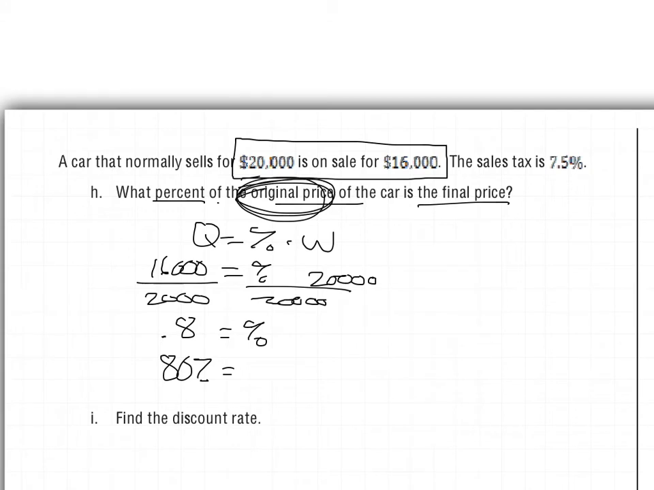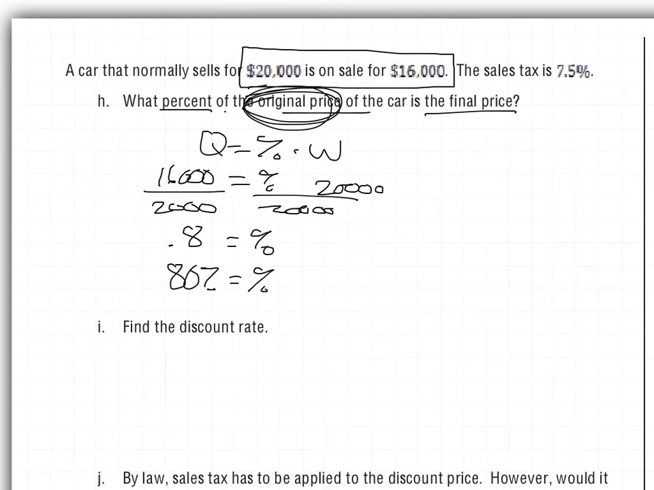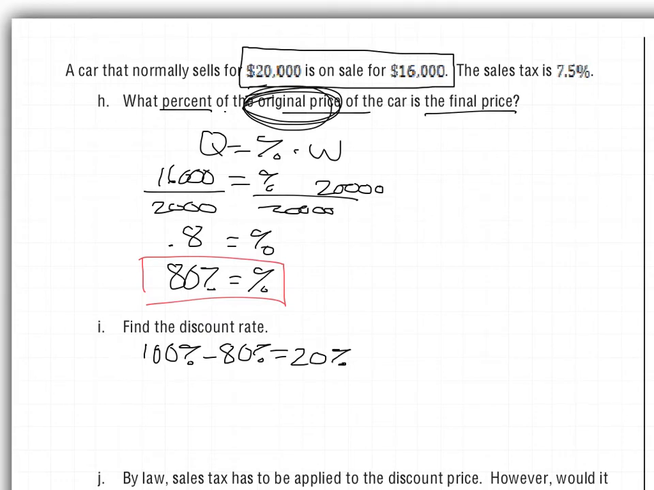Now, is this telling us that we have a discount of 80%? Think about it. Would it make sense that 80% of the original price would only be $16,000? So the answer to that is no. All right, so we pay 80% of the original cost. So what's the discount rate? So what percent was taken off? Well, if we started with 100% and we ended up paying 80%, then our discount was actually 20%. All right?